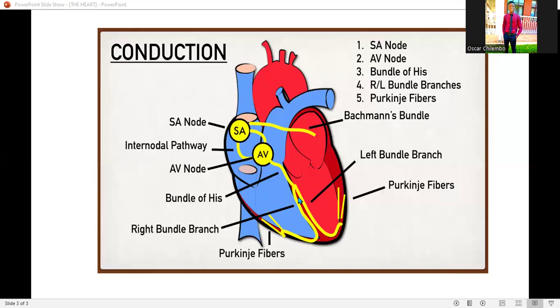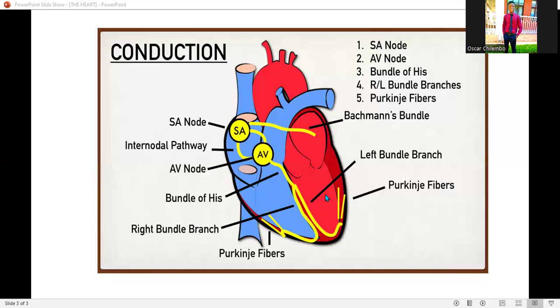From the bundle of His, we want this electrical impulse to go into the individual ventricles. We have the right bundle branch, where the electrical impulse is conducted to the right ventricle so that it causes depolarization along the muscles of the right ventricle, causing the contraction. Same on the left side, there is what we call the left bundle branch. What is this left bundle branch going to do? It's going to conduct this electrical impulse to the left side of the heart, causing depolarization and allowing these muscles to contract.